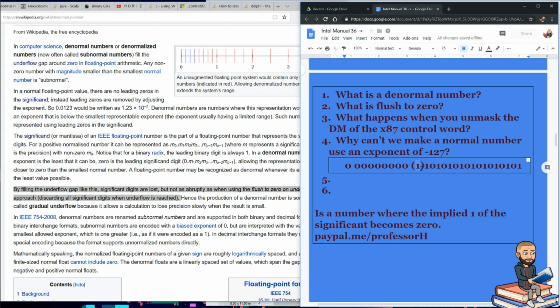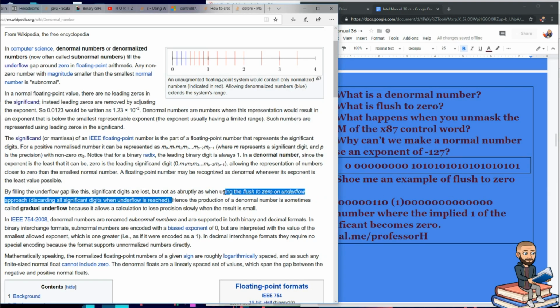So if the 1 is still implied and we do a flush to 0, all of these significant bits just become all 0. So actually, why don't we do this? I'm going to leave my example of the denormal number. And here's my example of a flush to 0 scenario. They go on to say, hence the production of a denormal number is sometimes called gradual underflow.